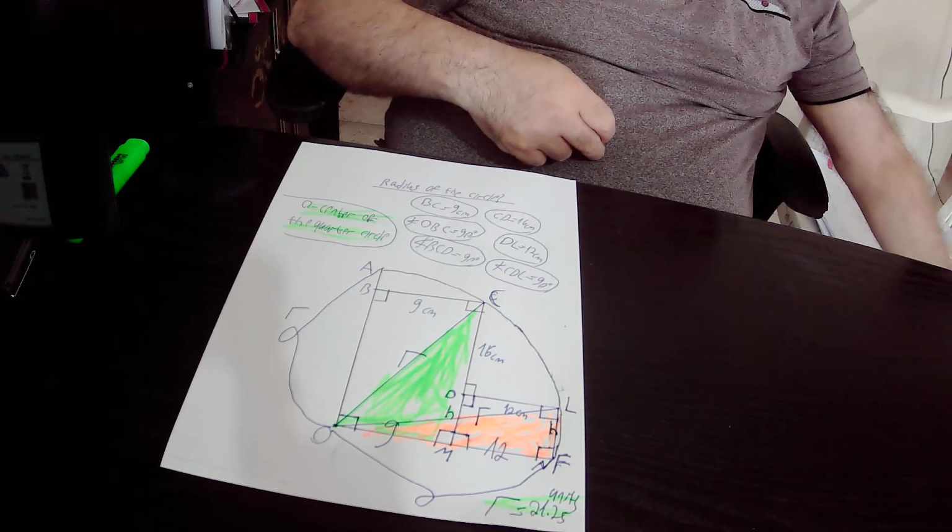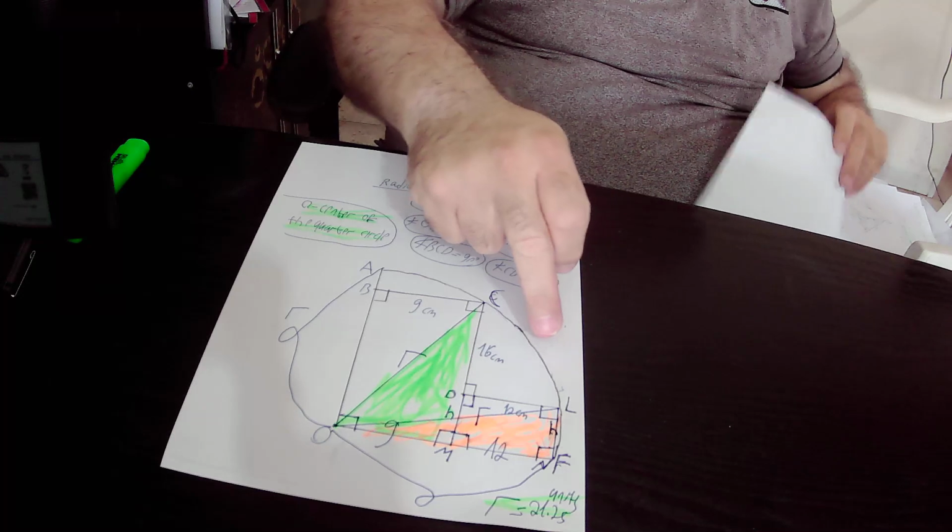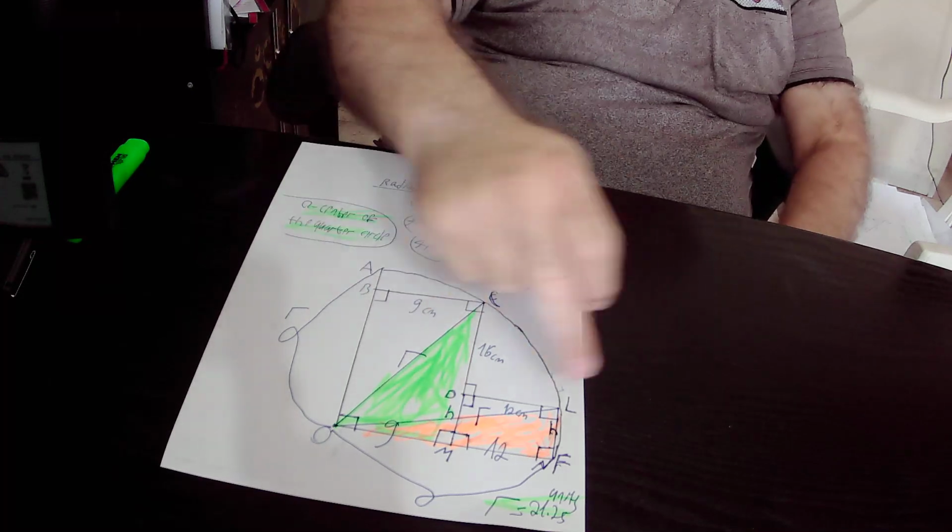In the next step, from point L, we draw a perpendicular on the radius OF.